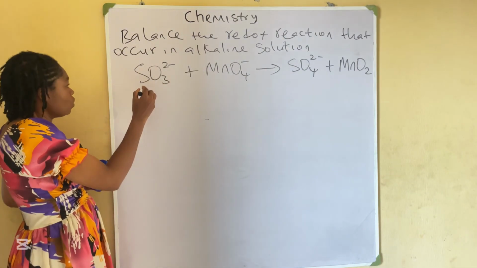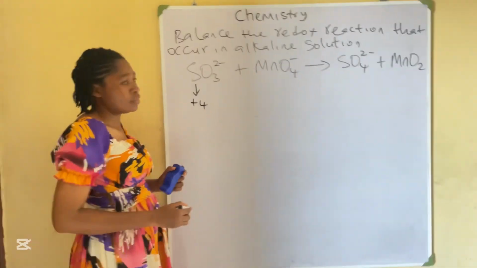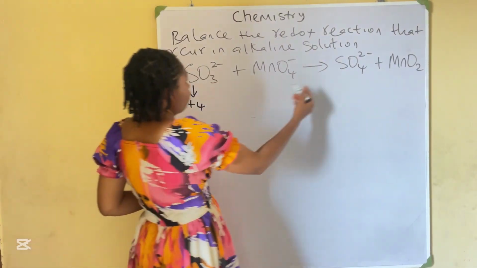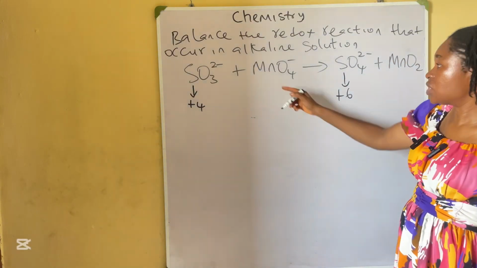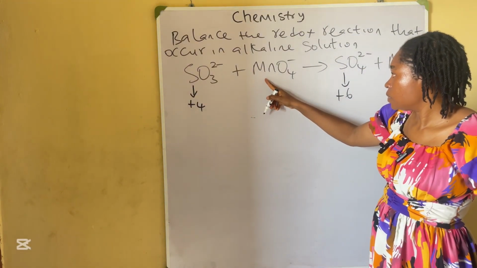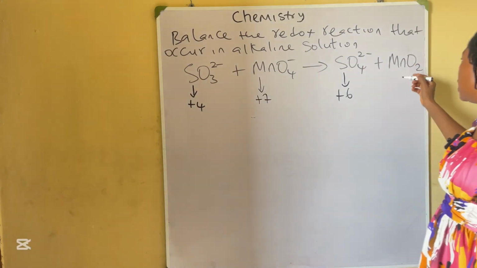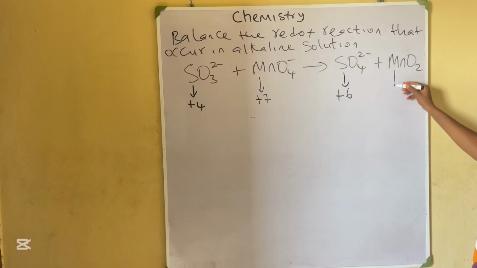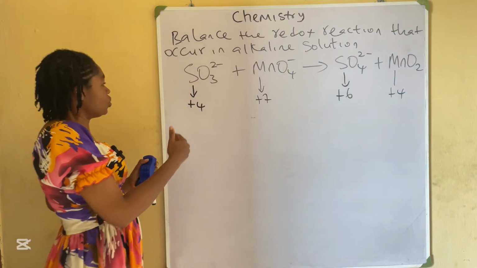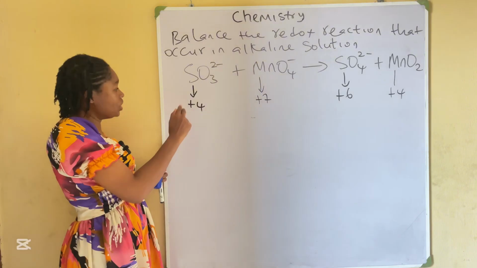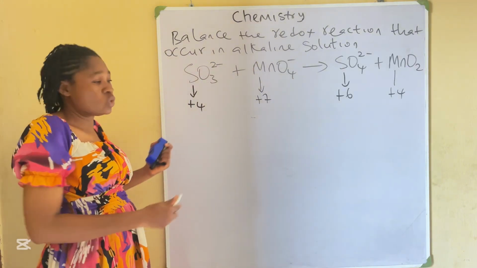What's the oxidation number of sulfur here? When you calculate it, it gives plus 4. The oxidation number of sulfur here is plus 6. The oxidation number of manganese here is plus 7, and in manganese(IV) oxide it is plus 4. So you can see the change in oxidation number: sulfur changes from plus 4 to plus 6. That is an increase in oxidation number, and that's oxidation.